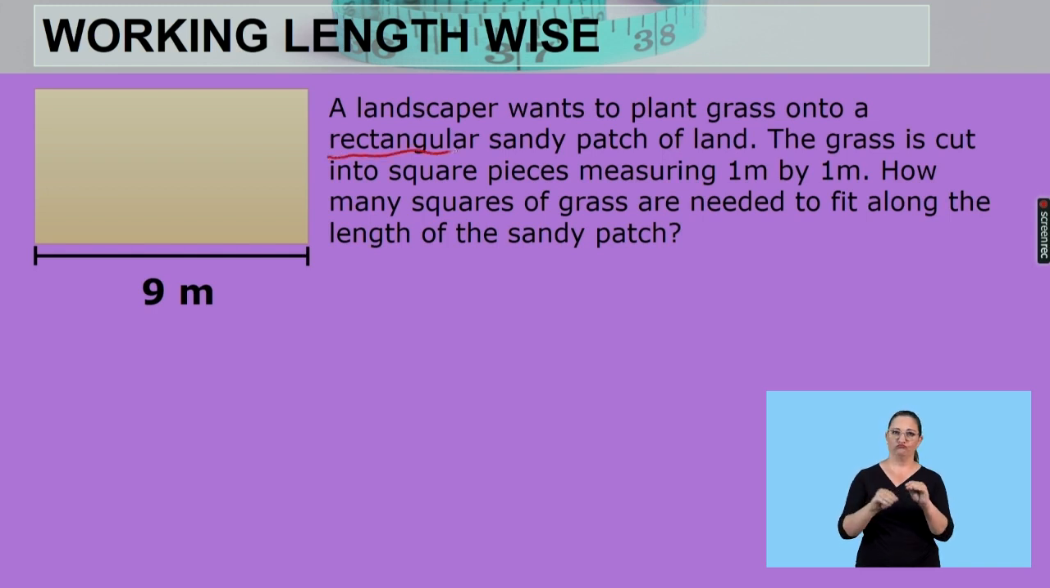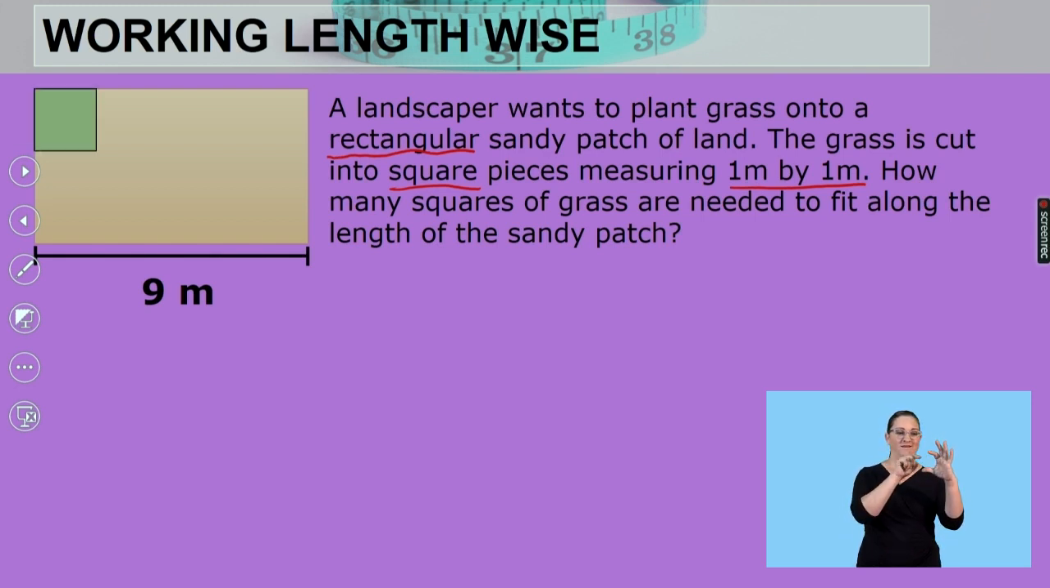So, there we go. A landscaper wants to plant grass onto the rectangular sandy patch of land. We've got to take note of the shapes that are given to us. The grass is cut into square pieces measuring 1 meter by 1 meter. How many squares of grass are needed to fit along the length of the sandy patch? So, looking at this, there's one patch of land. Now, if it's going across the length, you agree it's going across this way. That's its length. That's the measurement of the length. It's going across all 9 meters.